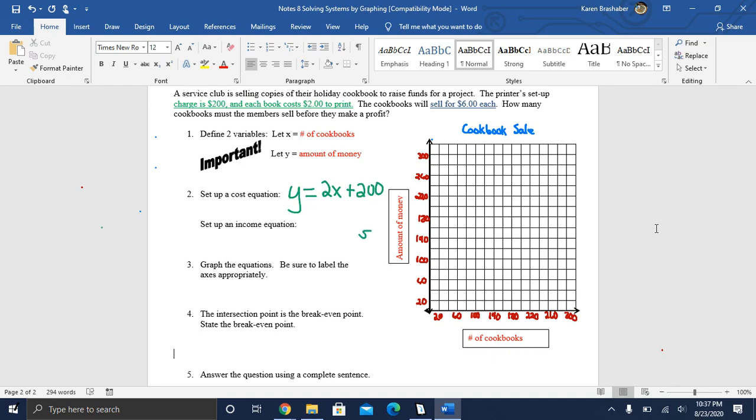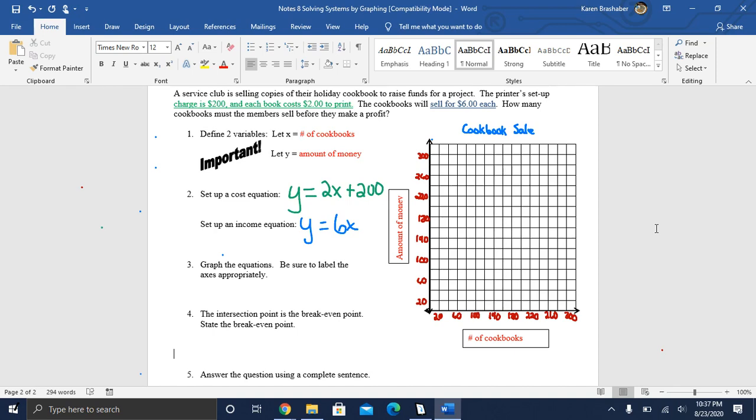So plus 200. That would be your cost equation. As we continue to read, it says the cookbooks will sell for $6 each. So I color-coded that in blue for us. That's going to be our income equation. The income equation is Y equals, and again, your X represents your number of cookbooks. It says that it was $6 each. So again, you see that word each, meaning multiply. So 6 for every cookbook, 6X. And that is the income equation. And they want to know how many cookbooks must the members sell before they make a profit.